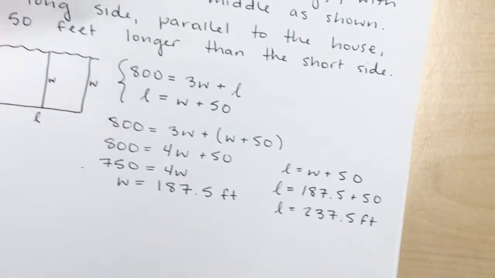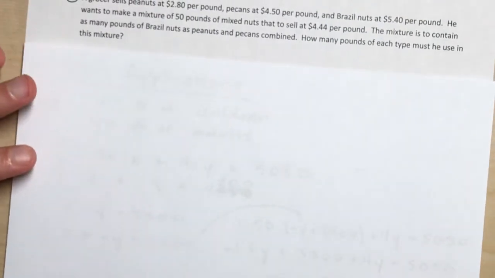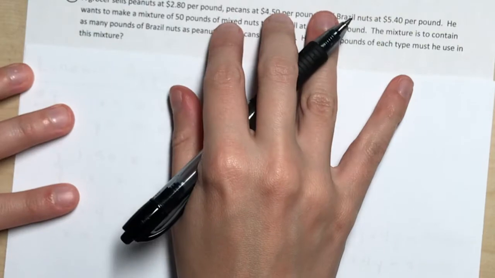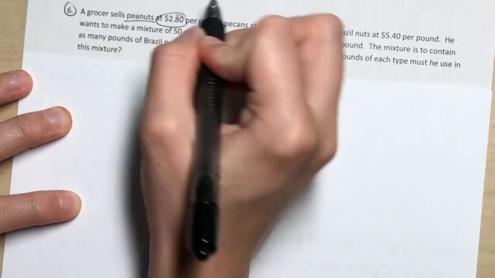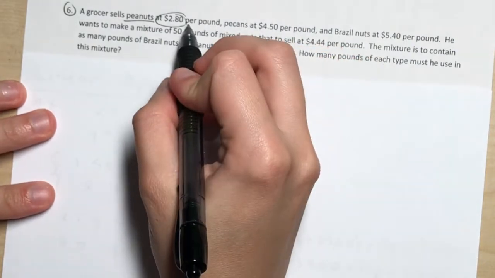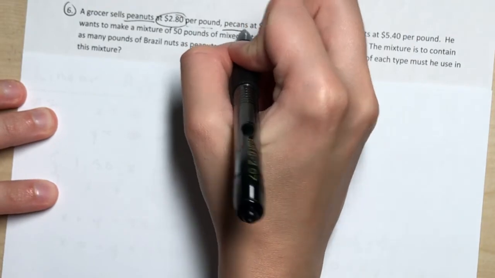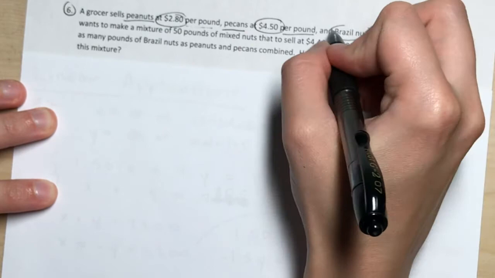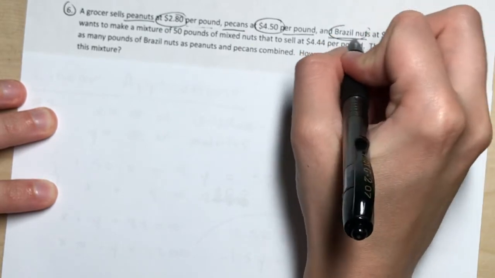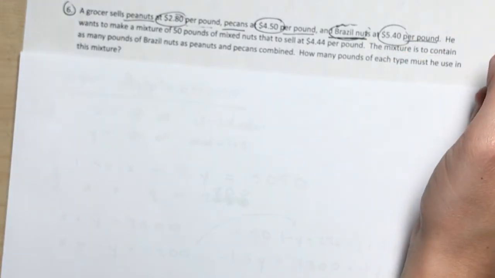Okay, let's look at one with 3 variables. Okay, this is an interesting one. A grocer is selling peanuts at $2.80 per pound. That's actually important here. Pecans at $4.50 per pound, and Brazil nuts at $5.40 per pound.